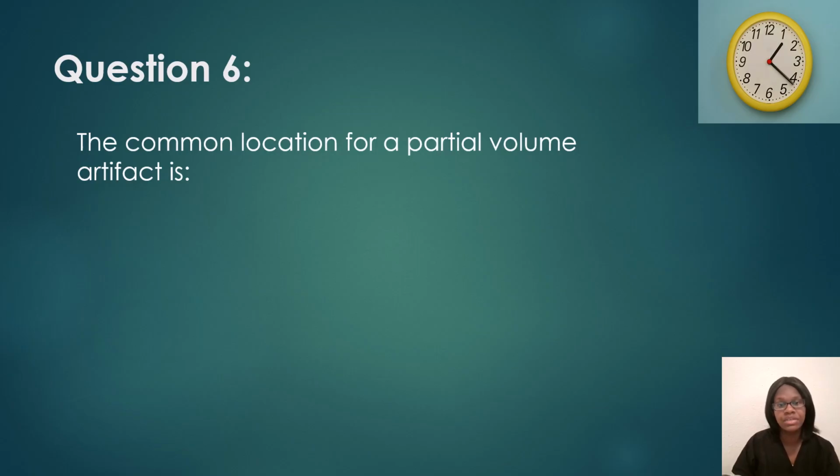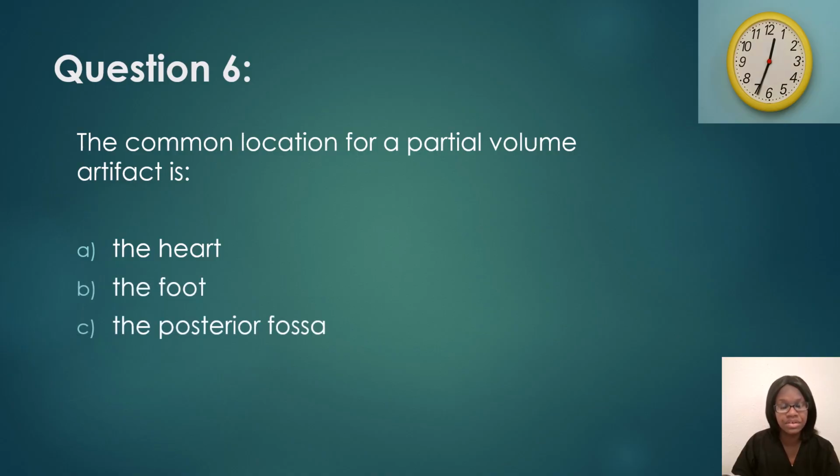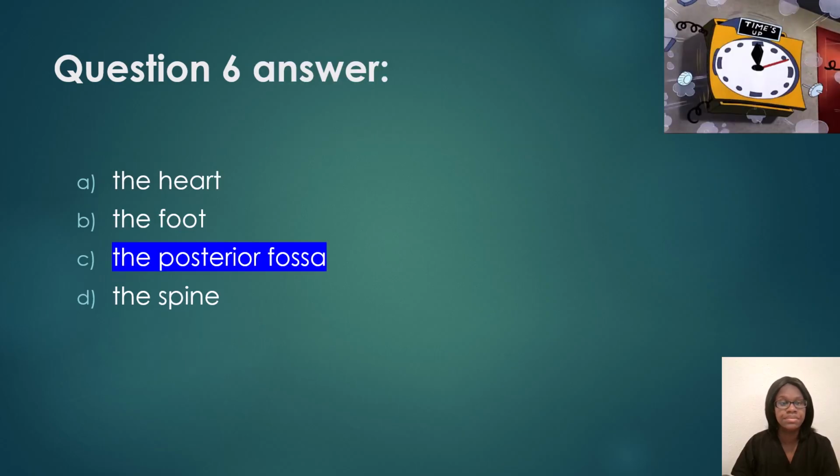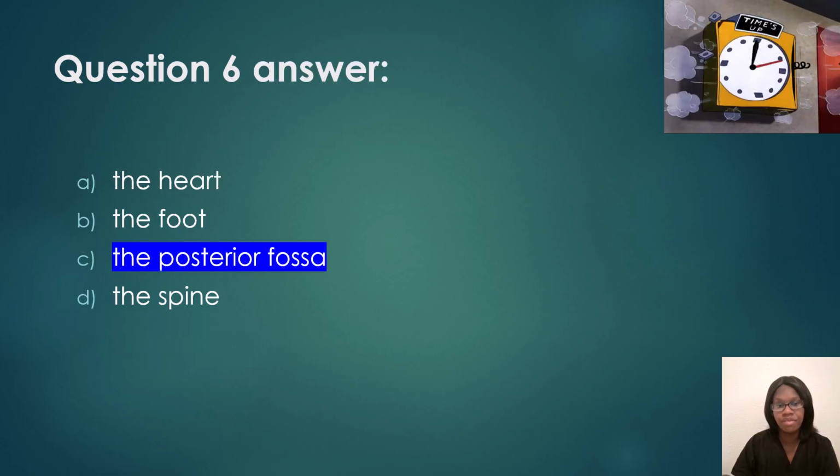Question 6. The common location for a partial volume artifact is A, the heart, B, the foot, C, the posterior fossa, D, the spine. All right, the correct answer is C, the posterior fossa.